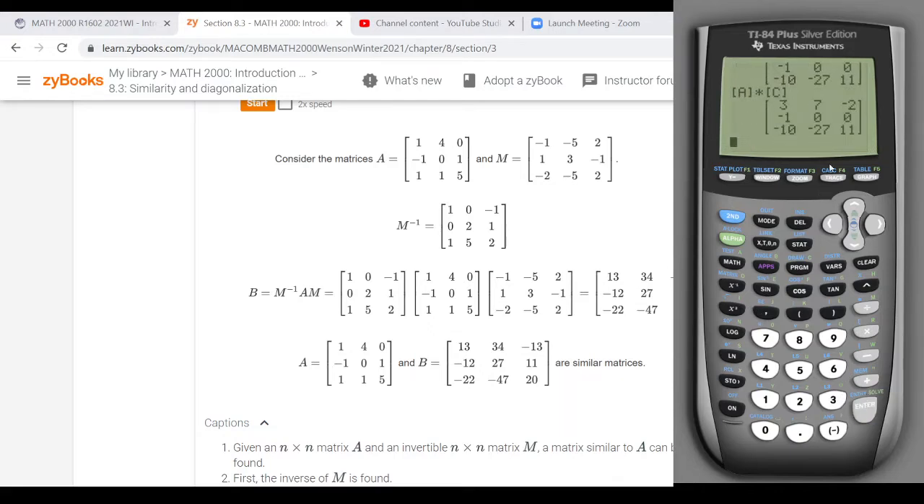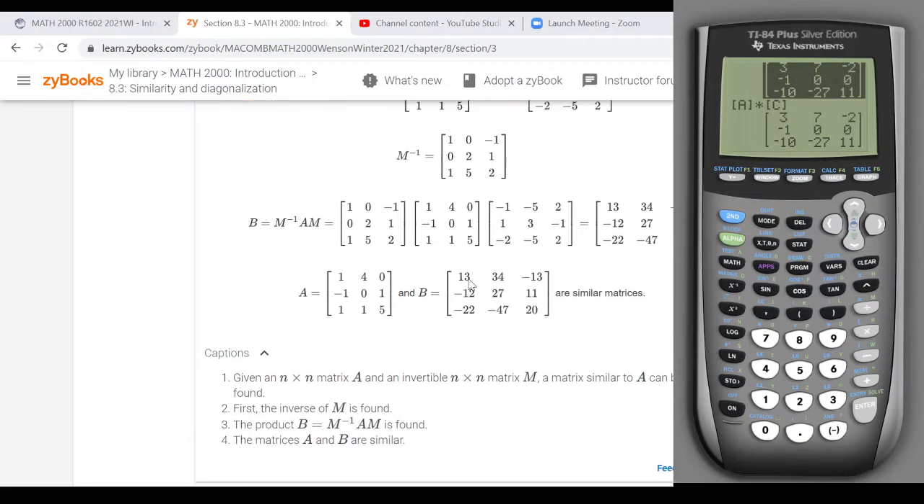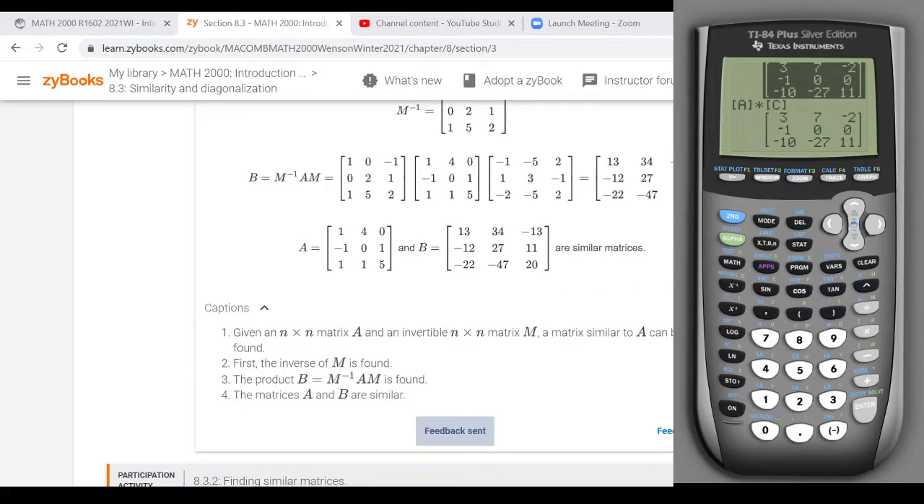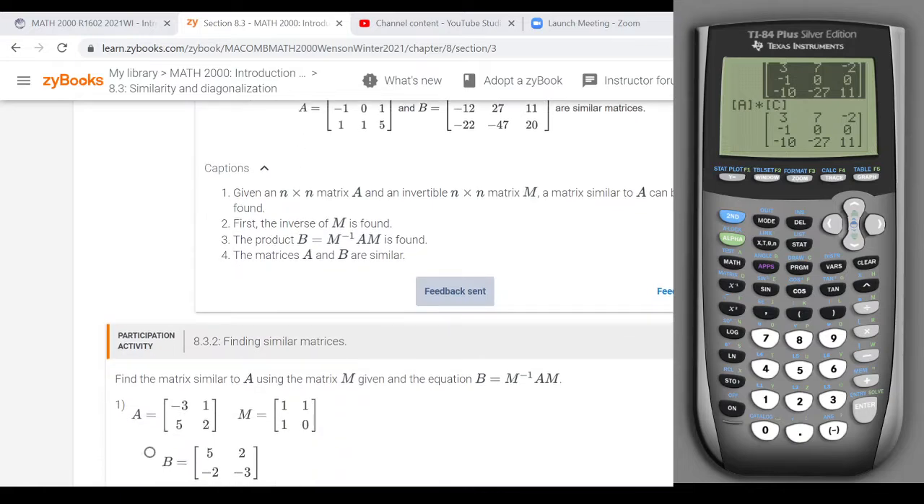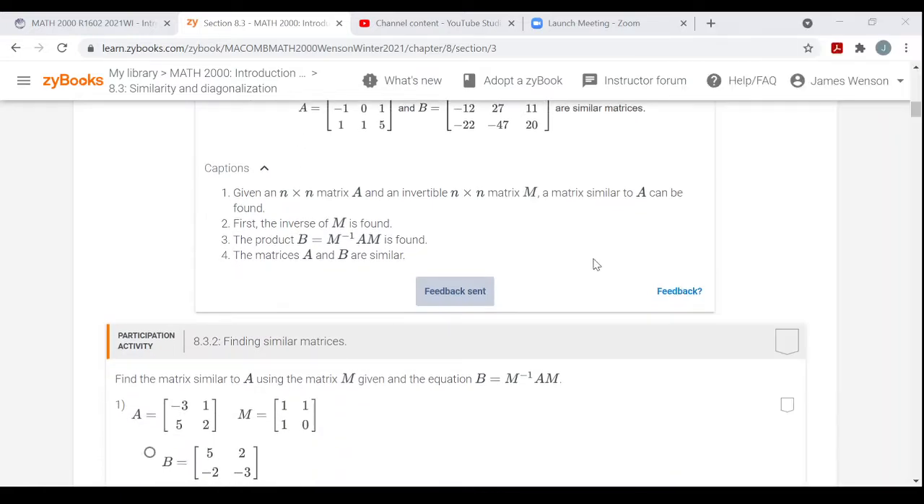All right, and indeed they are. You see the 3, 7, negative 2, negative 1, 0, 0, negative 10, negative 27, 11. It's exactly the same matrix I got when I did C times B. So this matrix A and this matrix B, but with a negative 27, are similar matrices. Okay, so we got that little snafu out of the way.